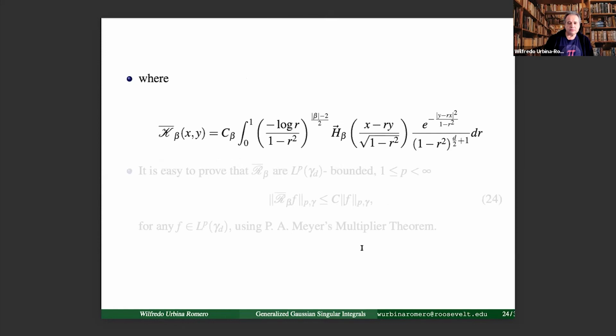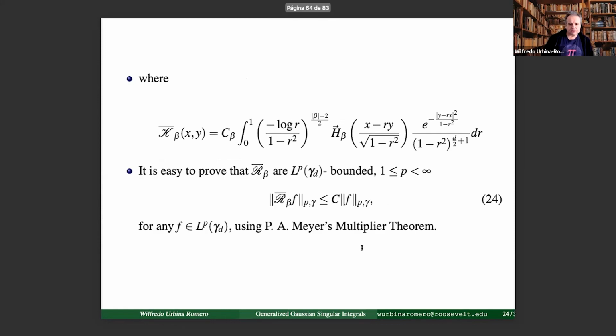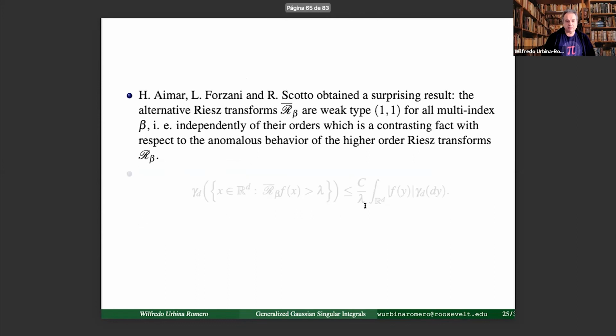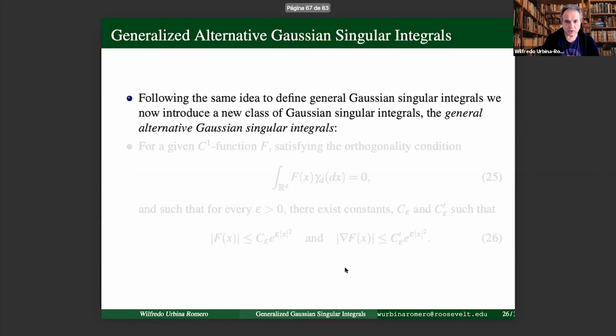They proved, in a paper in Transactions, actually using the Paul-André Meyer multiplier theorem, that this is LP bounded. And this is an interesting result: no matter which order you take, these guys behave well. These are weak 1-1 regardless of the order, different from the usual case. So I'm running out of time.